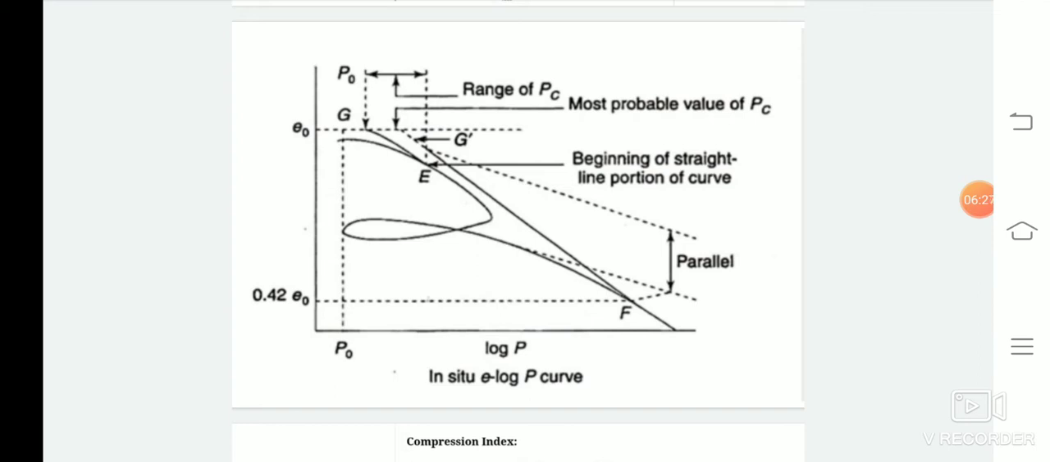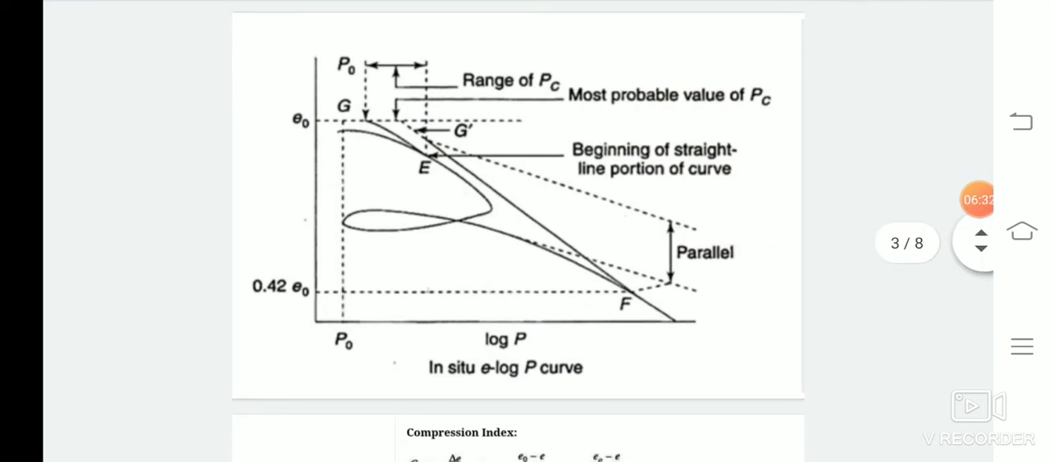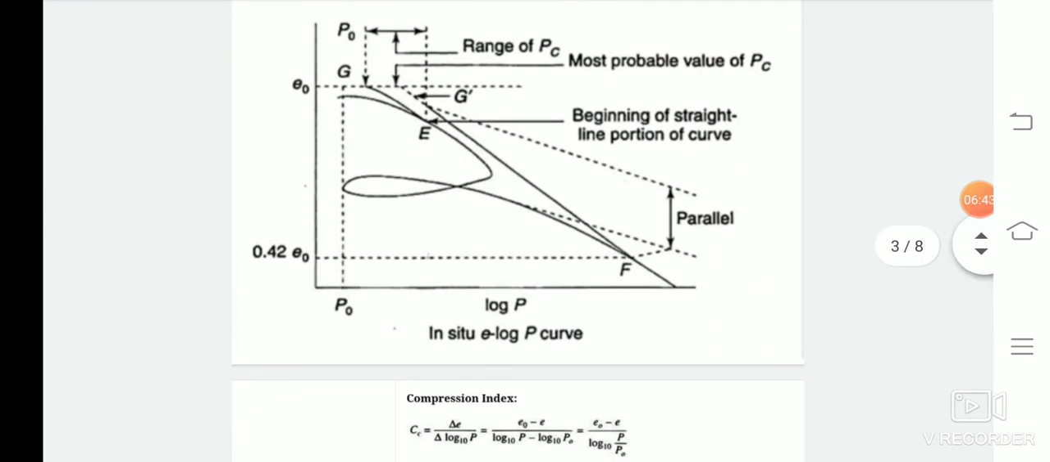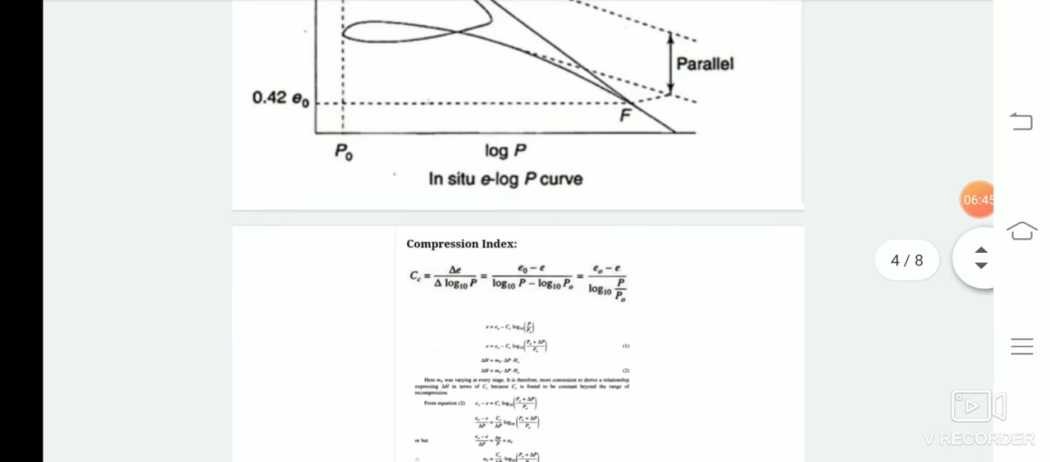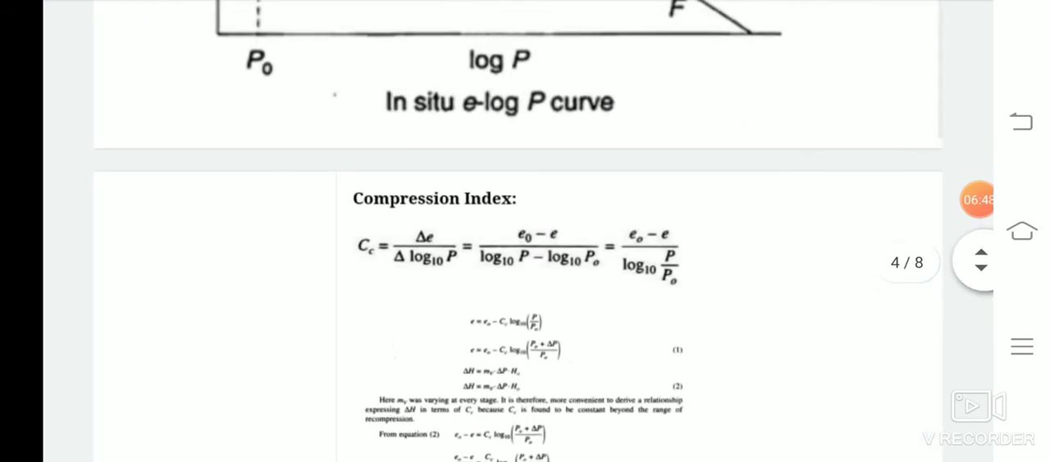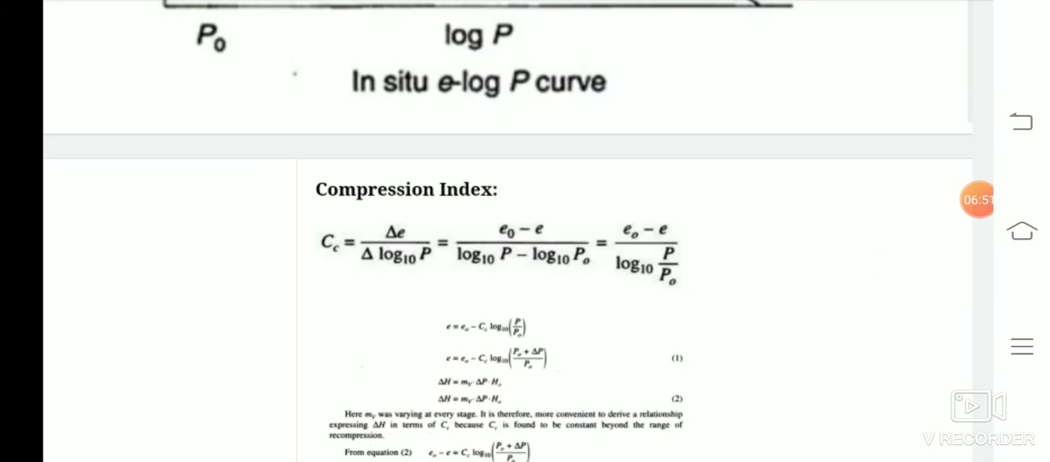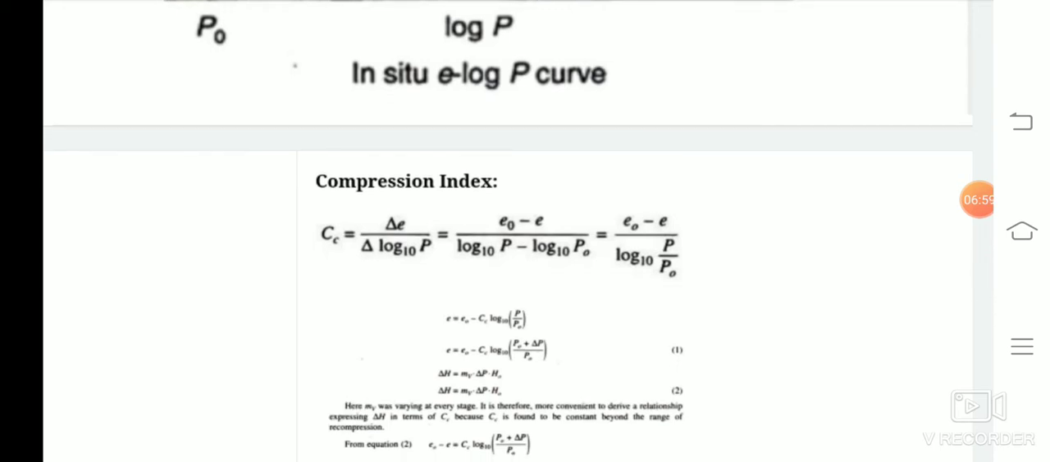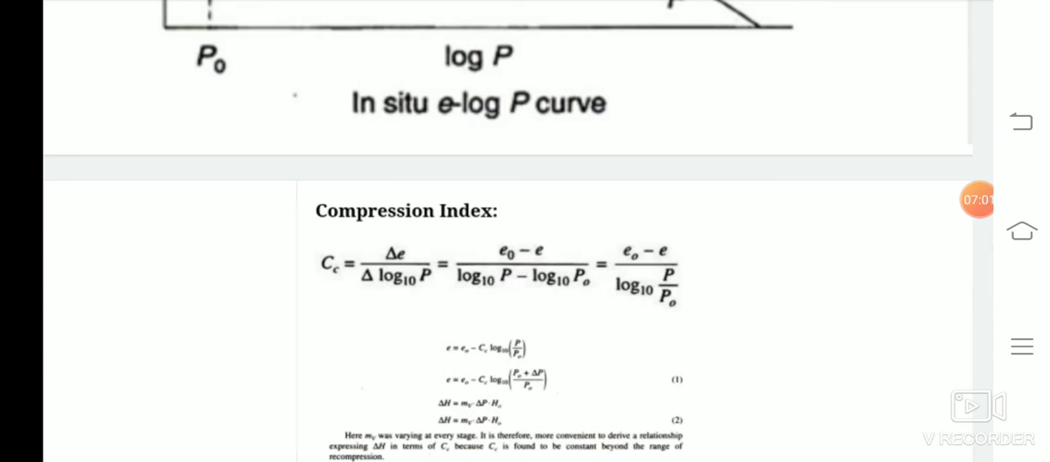So how is the compression index, Cc, obtained? The compression index is obtained from the virgin compression curve. The straight line portion of the virgin compression curve can be expressed by the following relationship given by Terzaghi: Cc equals e naught minus e divided by log of P by P naught, where e naught is the initial void ratio corresponding to the initial pressure P naught, and e is the void ratio at the pressure P.